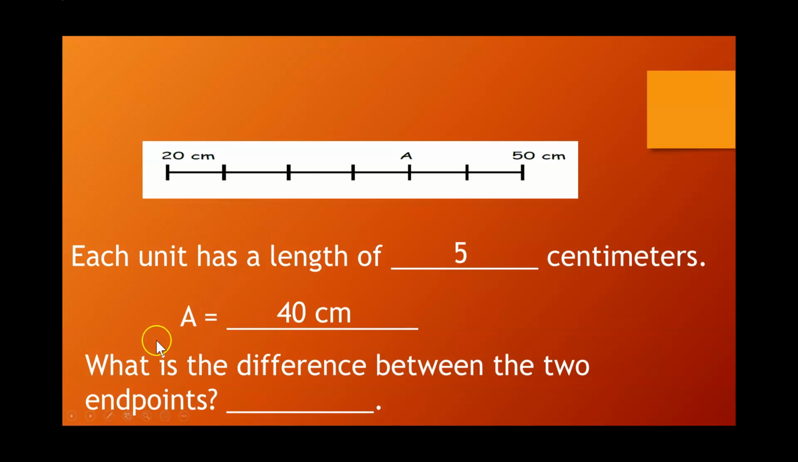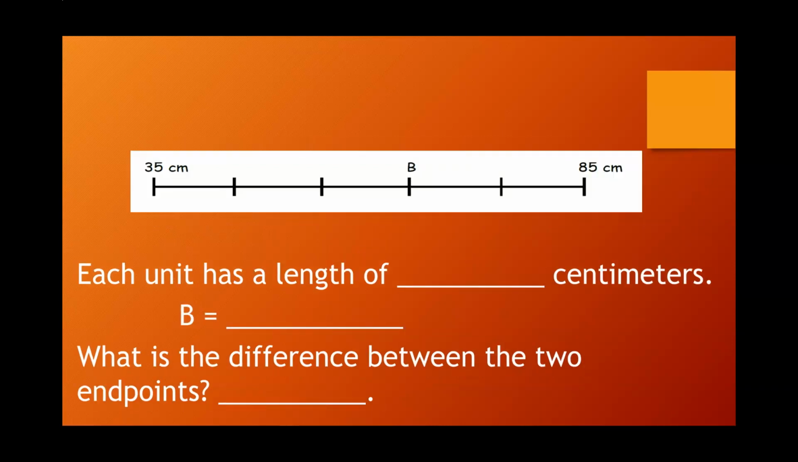Now it wants us to find the difference between the two endpoints. Well, to find the difference, do we need to add or subtract? Right, we need to subtract. So we need to take the two endpoints, which are 20 and 50, because they're on the ends, and subtract those two to find the difference. So 50 minus 20 is how much? Did you say 30 centimeters? Great job.